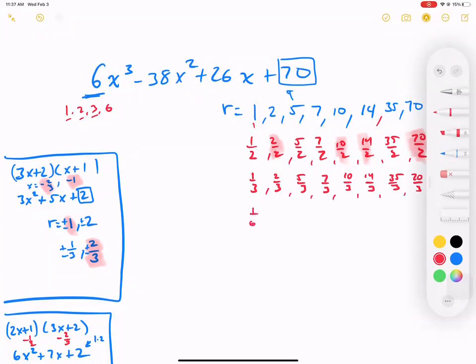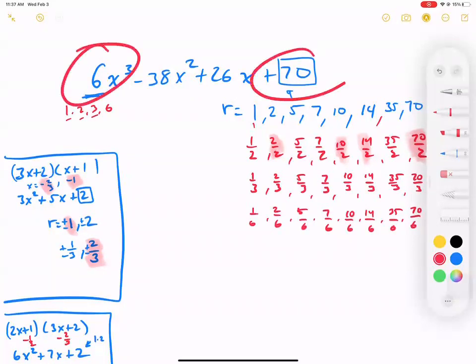1 over 6, 2 over 6, 5 over 6, 7 over 6, 10 over 6, 14 over 6, 35 over 6, and 70 over 6. So why are we writing all these possibilities? You know what? These are my only options. I get it. It seems like a lot. But this is a hard problem. Okay.